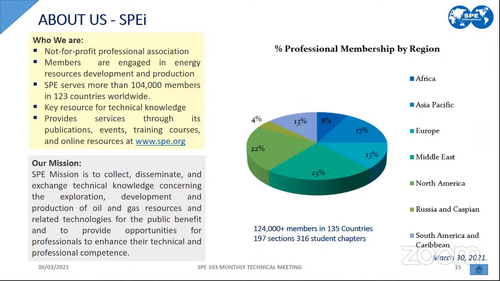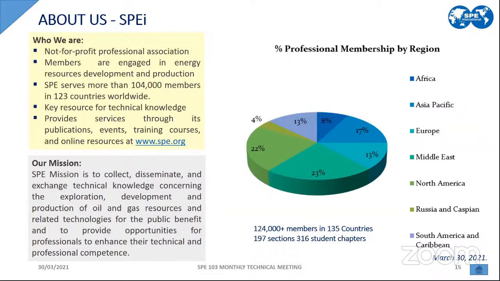It will be pleasing for us to know that SPE is a not-for-profit professional association, and members are engaged in energy resources development and production. SPE also serves more than 104,000 members in 123 countries worldwide with key resource for technical knowledge. Also, SPE provides services through its publications, events, training, and courses. We can at any time visit www.spe.org for more information.